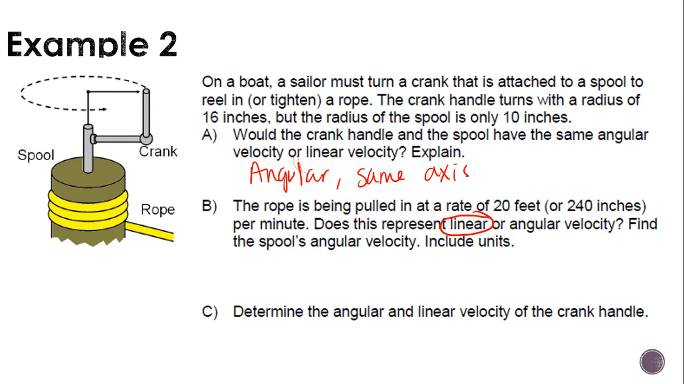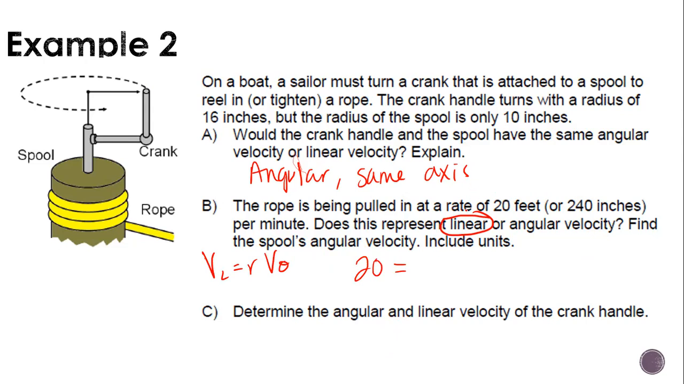All right, so we're gonna use our linear velocity to help us find our angular velocity. How do I do that? What's the relationship between linear and angular? Well, glad you asked. Linear velocity equals the radius times the angular velocity. Okay, and it says that the rope is being pulled at 20 feet per minute. So I know that the linear velocity is 20. So 20 equals, and then we have to find the radius.